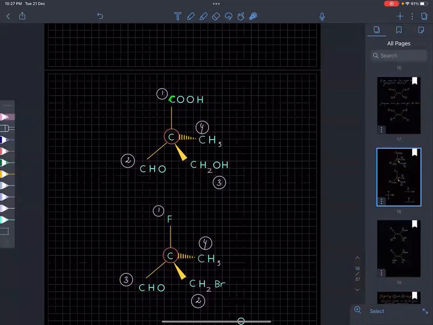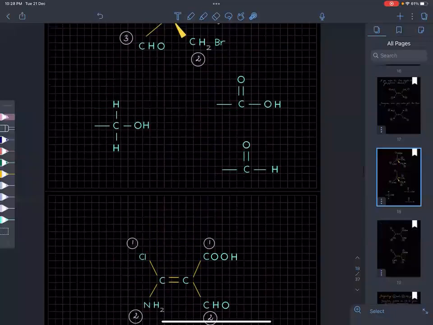So here this carbon is attached. We should follow the priority list. So next, this carbon is attached to how many oxygens? Two oxygens. Actually, three oxygens if you go by the rule, because the COOH group will be like this. It is attached to one oxygen, two oxygens, three oxygens. So that comes first.